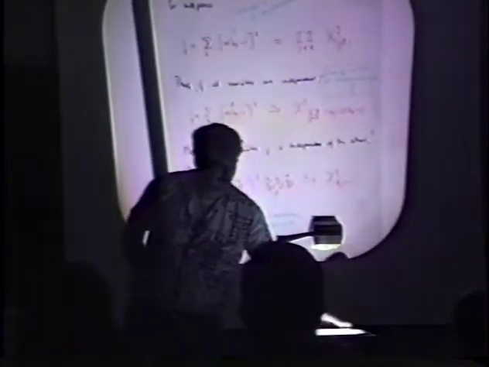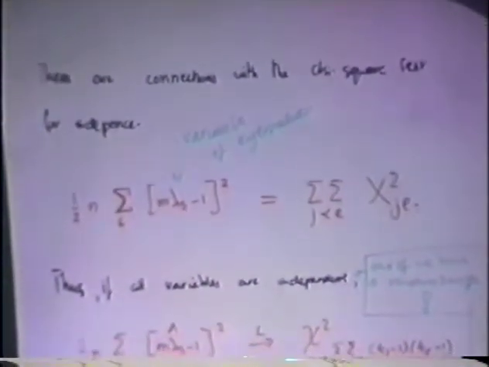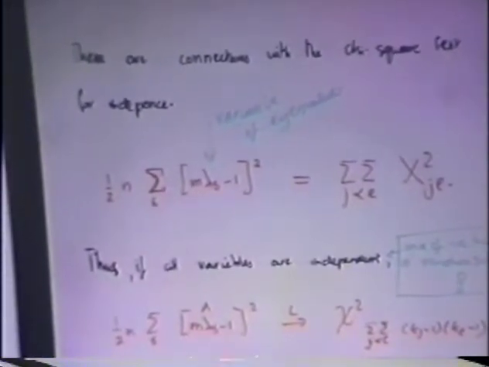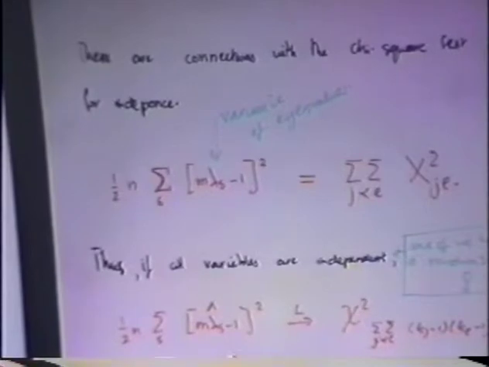There are connections with the chi-square of independence theory, which I've briefly outlined on this transparency. I will not go into them in any detail, because from my point of view, they're not very important.